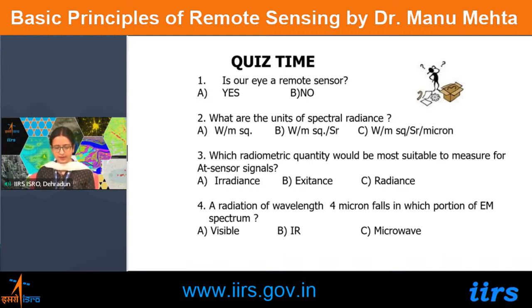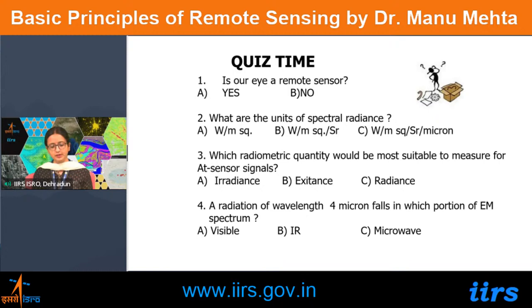What are the units of spectral radiance? We discussed radiance, and it contained information on energy, time, area, and solid angle. So that way, the units of radiance are watt per meter square per steradian, but we attach a prefix to it, spectral. That means the energy which is measured in a particular spectral range. So C is the answer, watt per meter square per steradian per micrometer.